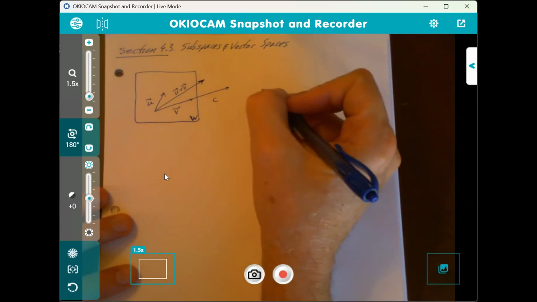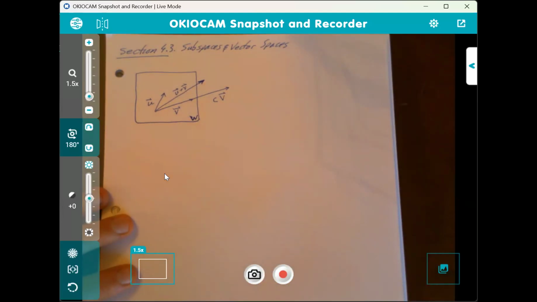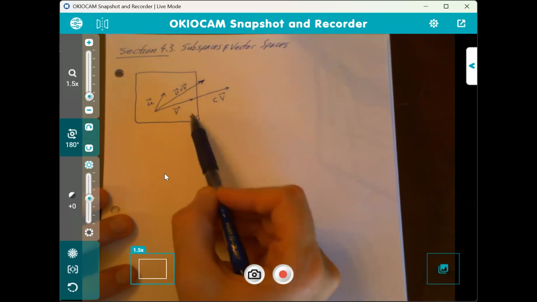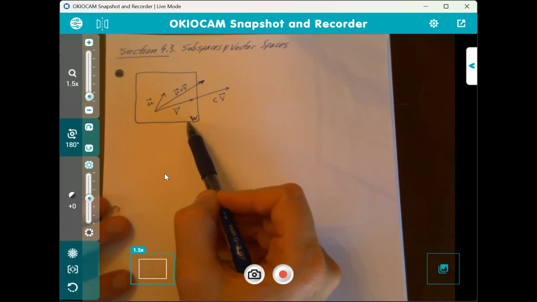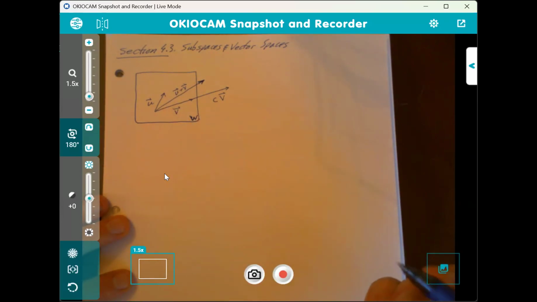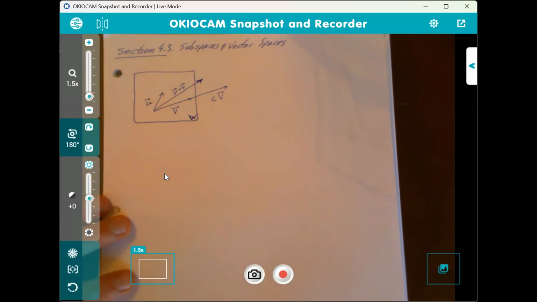When it comes to scalar multiplication, for example, this is V, I can take a constant multiple, call it C, a scalar multiple of V. And as you can see, the scalar multiple of V now also extends beyond W. So it's for this reason that we have to test and make sure the subspace actually is closed under addition and scalar multiplication.